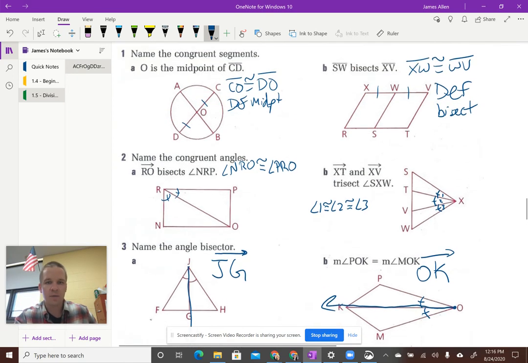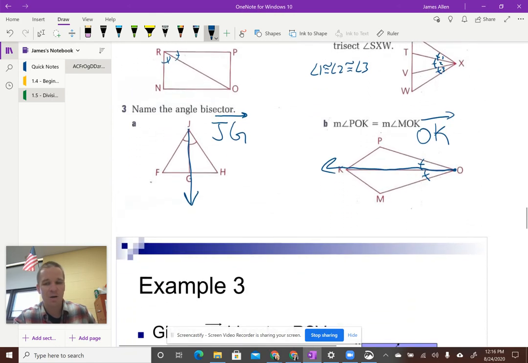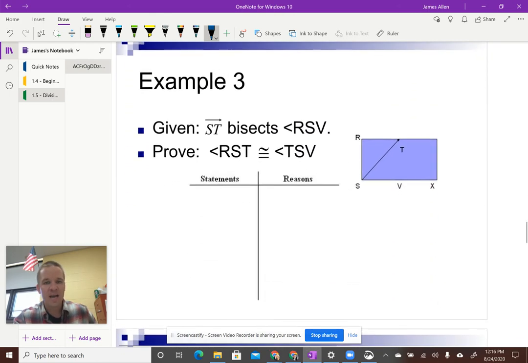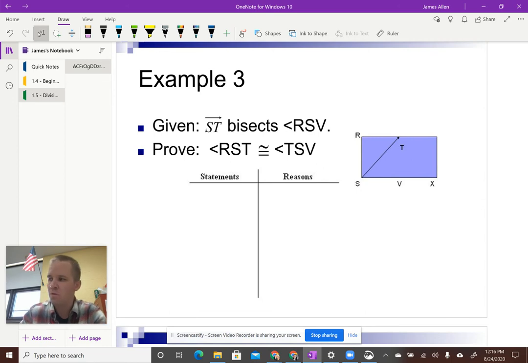That was a lot of fun. Name the congruent segments, the congruent angles, and the angle bisectors. I love it. Next example. Woo. We are cruising, ladies and gentlemen.